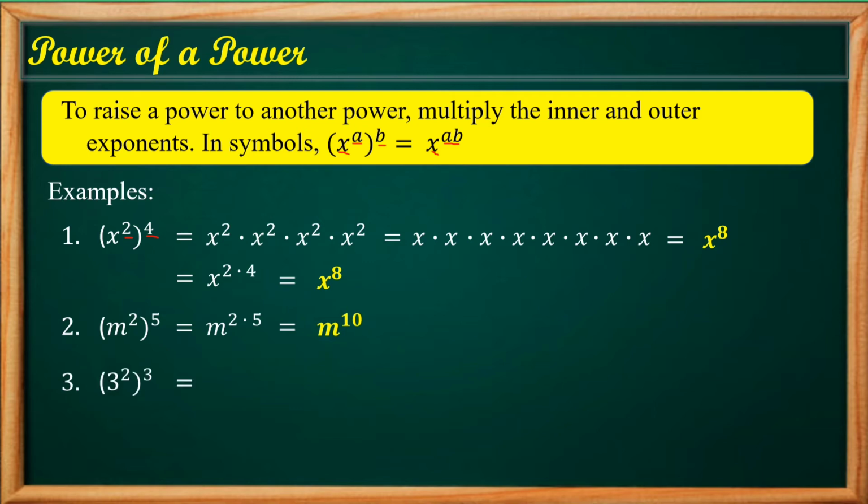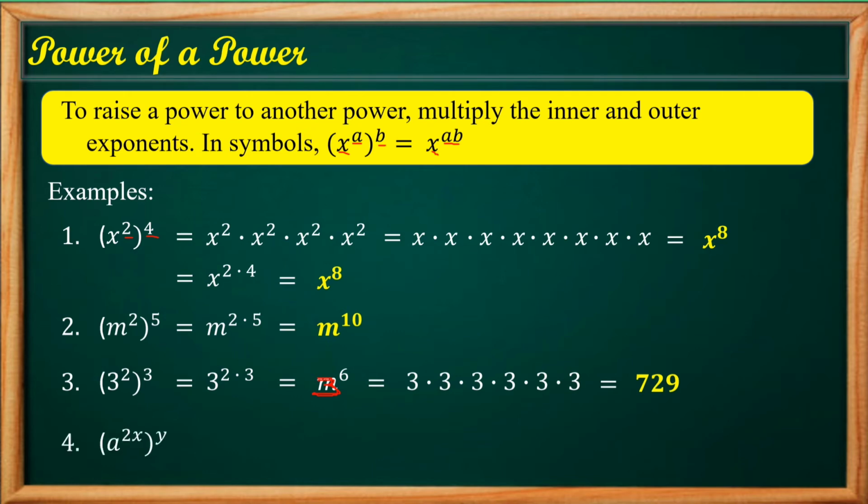If we will have this, 3 ang base, then 2 times 3 ang exponents, then 2 times 3 is 6, then you will have here 3 raised to the power of 6. Okay, sorry lang po. Hindi na i-edit kaagad. Okay. 3 raised to the power of 6. Then it becomes 3 times 3, 6 na 3, multiplied, then we'll have 729.